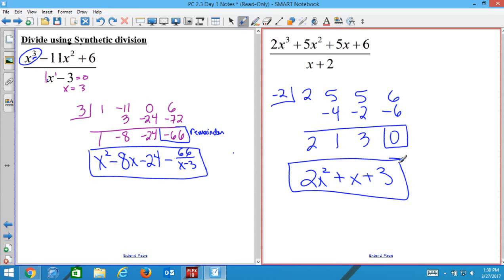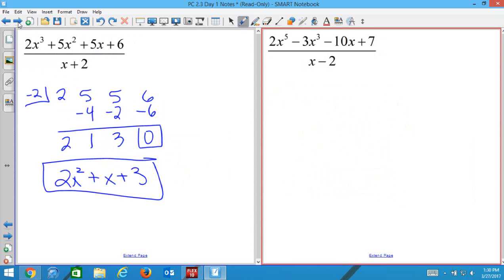All right, next one. What goes in the little box? Positive 2. Then we do 2. Then we do 0. Then we do -3. Then 0. -10. 7. So you have to have those placeholders, otherwise you will get it wrong.